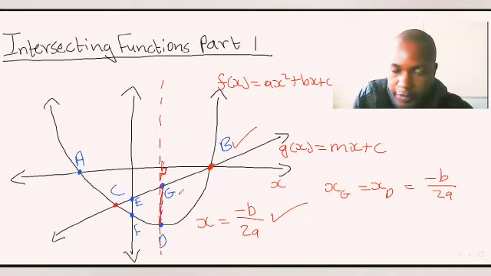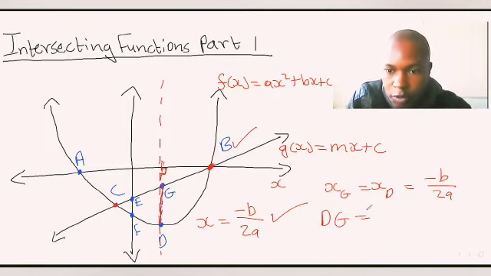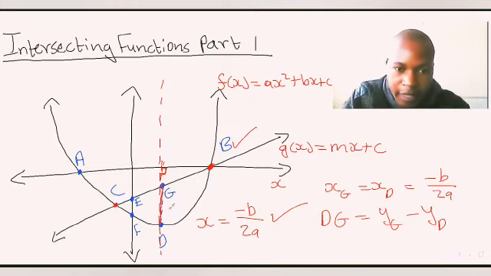So now once we've done so, we can then find the distance DG. So that would be the distance between D and G. We would only just need to subtract the y coordinate of G from the y coordinate of D. And that would give you the length or the height between D and G.